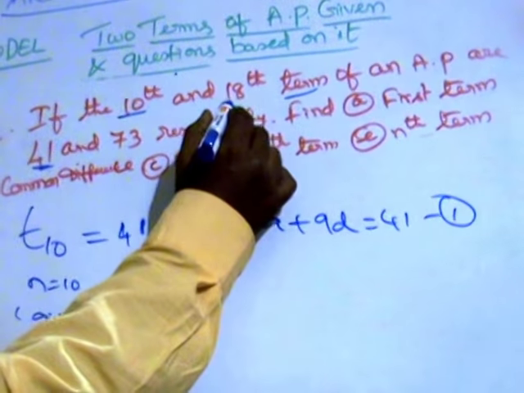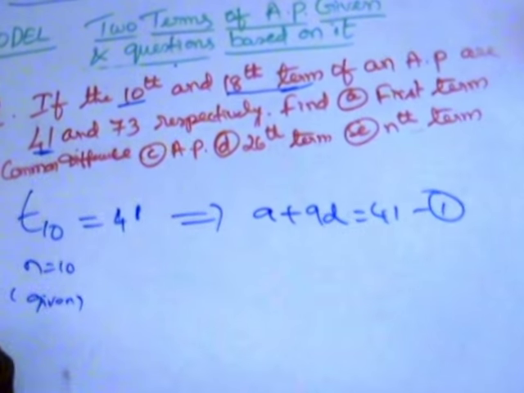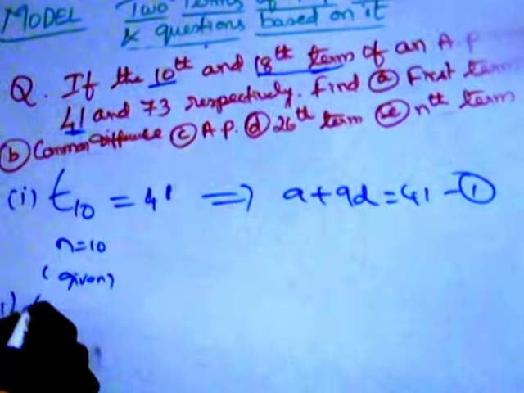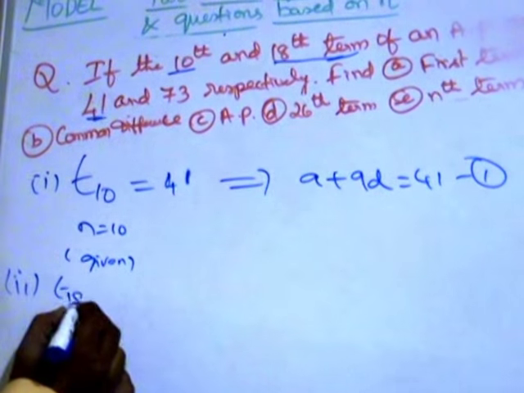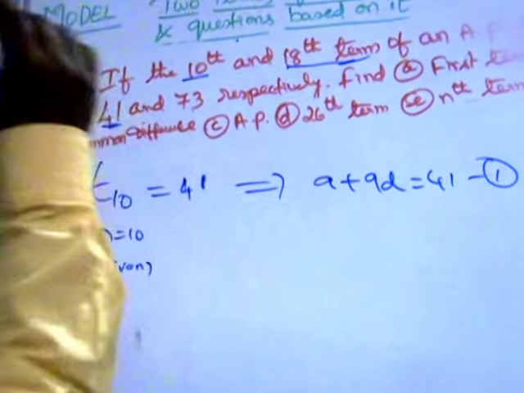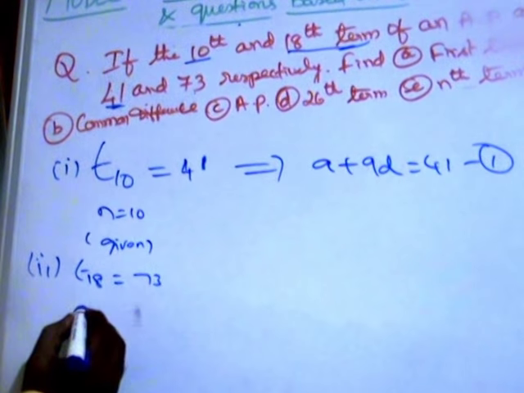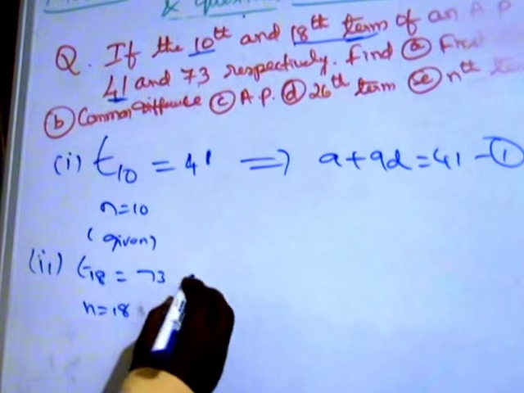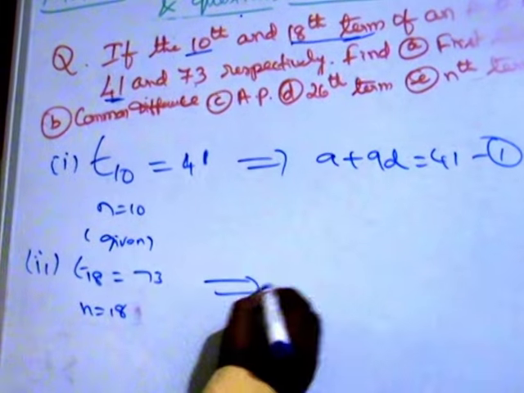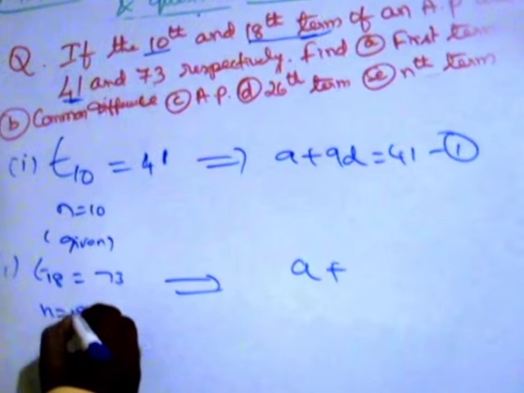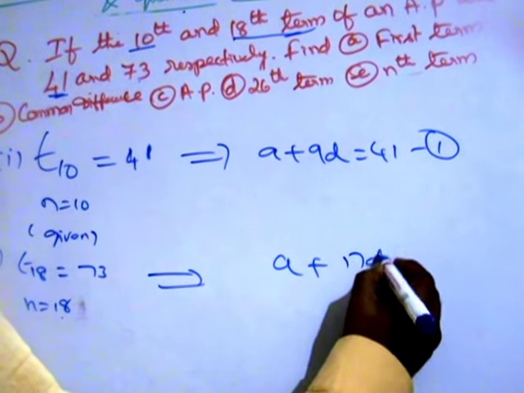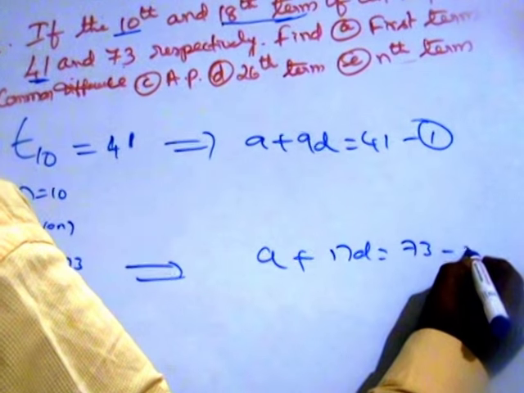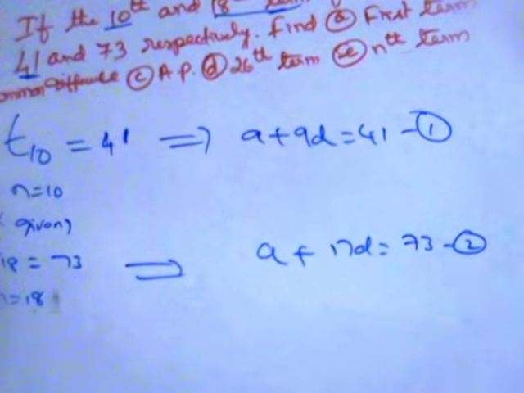Next it is given as 18th term. This is number 1. Number 2, they have given 18th term is equal to 73. Remember, 18th term means n equal to 18. If you reduce 1, you get a plus 17d equal to 73. Equation number 2. Hope you understood the two equations.